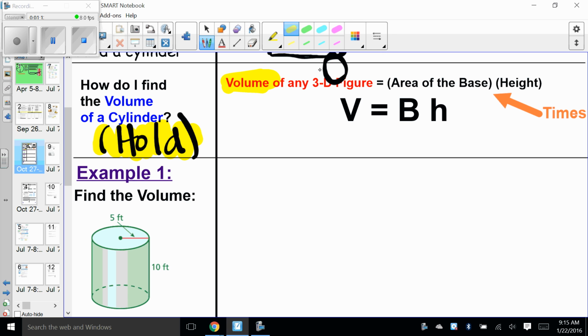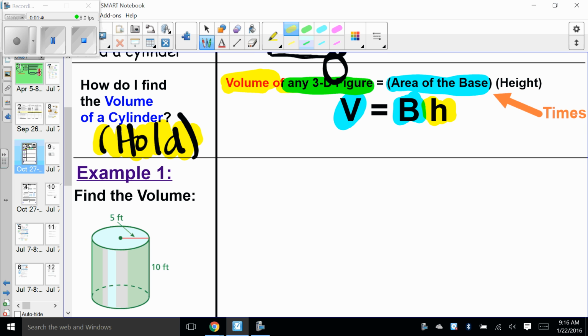So what's true about any 3D figure? When you calculate the volume, or how much it holds, you can always multiply the area of the base. I'm not just saying the word base here, I'm saying the area of the entire base, and multiply it by the height. You've done this work before with rectangular prisms in probably 5th or 6th grade. You took the area of the bottom, length times width, and multiplied it by the height.